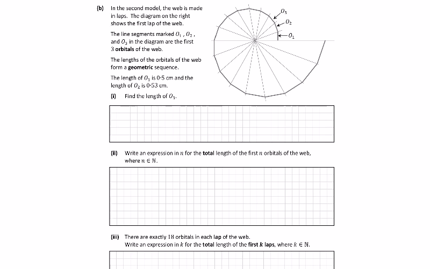Part B is in the second model. The web is made in laps. The diagram on the right shows these orbitals, as they're called. The lengths form a geometric sequence. So what do we know about geometric sequence? We know that term 2 divided by term 1 is our common ratio. And we're given term 2 and term 1. 0.53 over 0.5 is going to give 1.06 for my ratio.